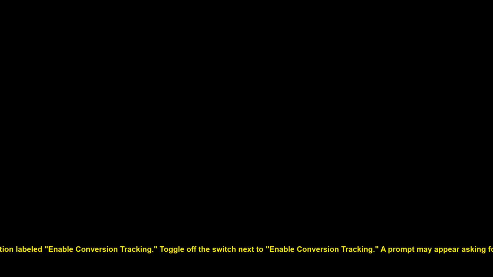In the program settings, find the tracking tab. Select the Tracking tab to view the current tracking options. Look for the option labeled Enable Conversion Tracking. Toggle off the switch next to Enable Conversion Tracking.